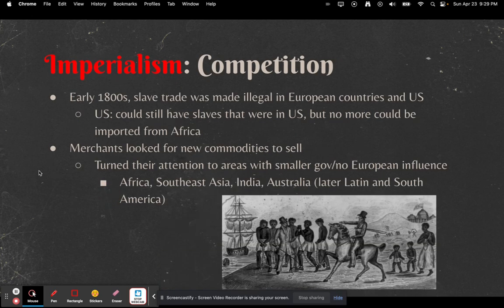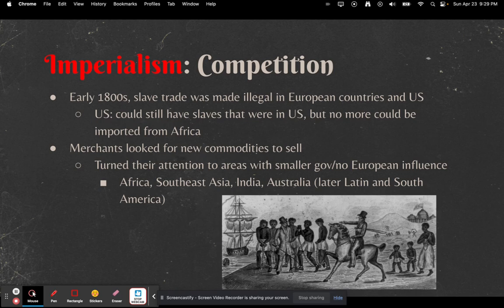So, competition. Early in the 1800s, the slave trade was made illegal in European countries and the US. The US is kind of a weird exception, where it was illegal in the 1800s to bring in more enslaved people from Africa, but they could still have enslaved people on the continent, whereas in Europe there was none of that. All the enslaved people were free.